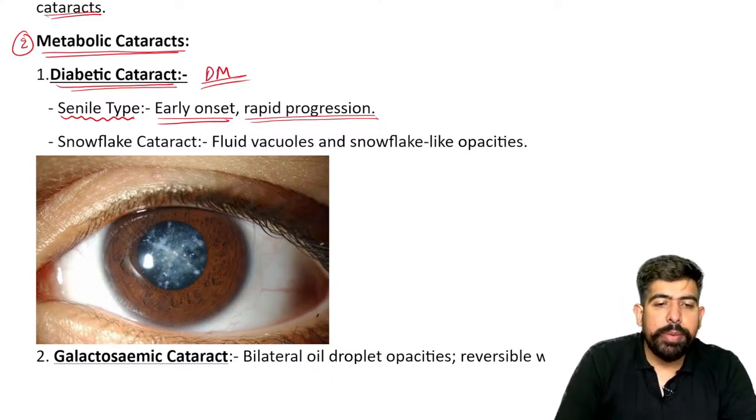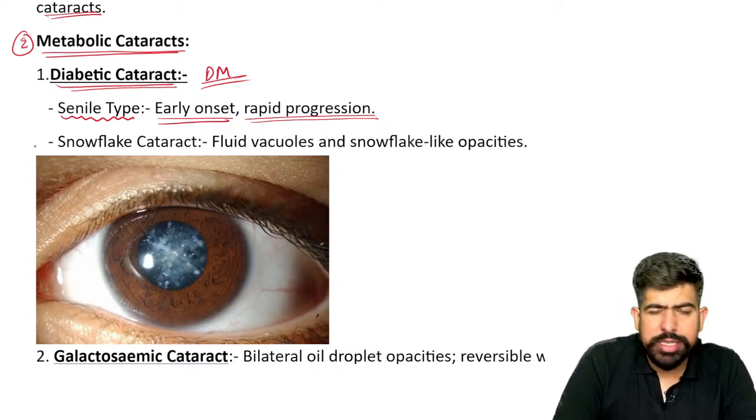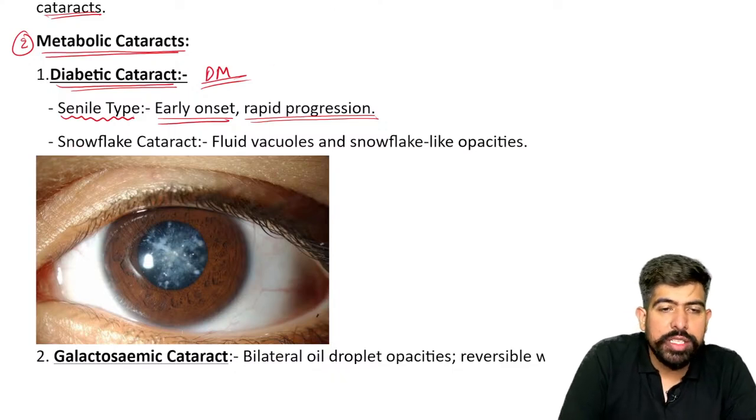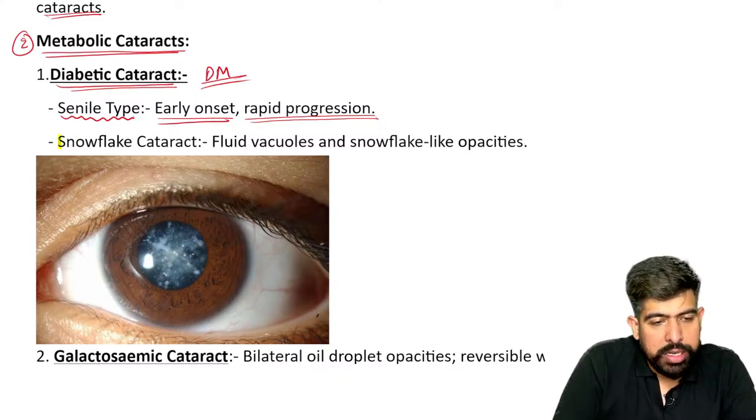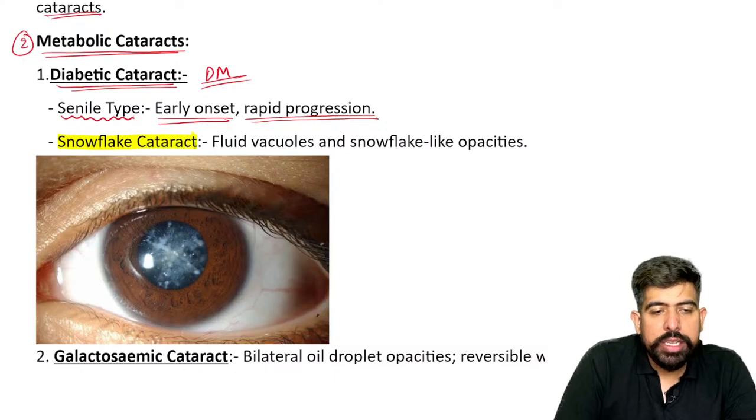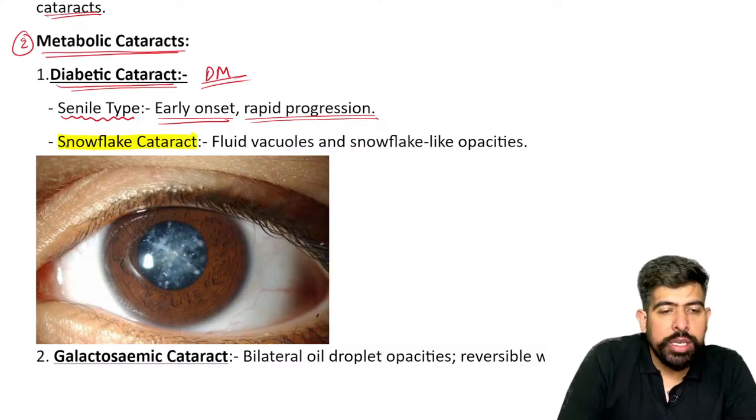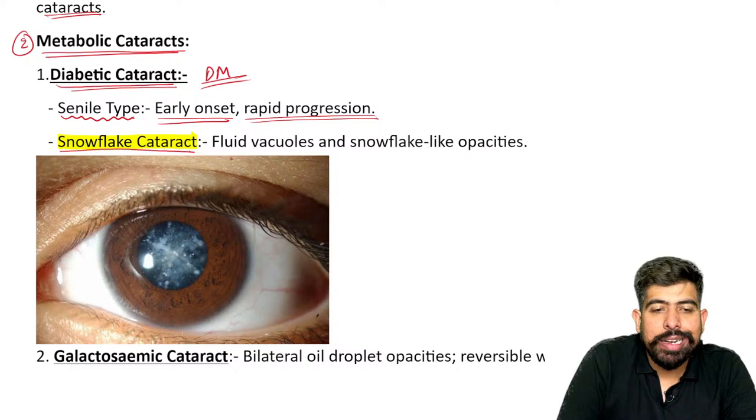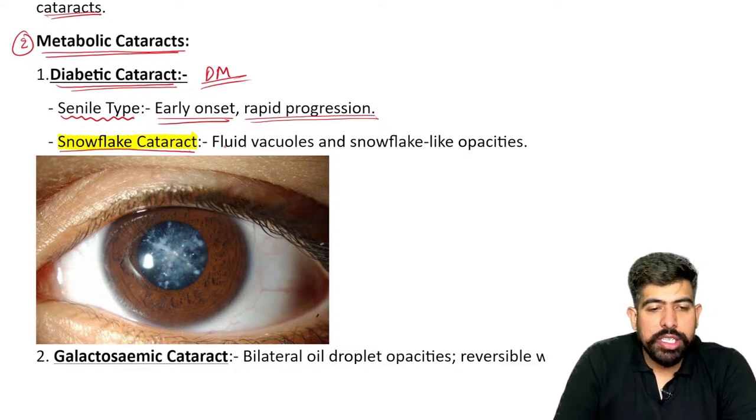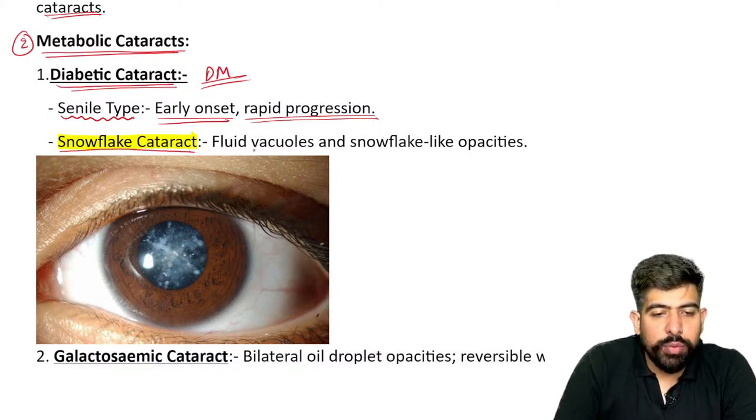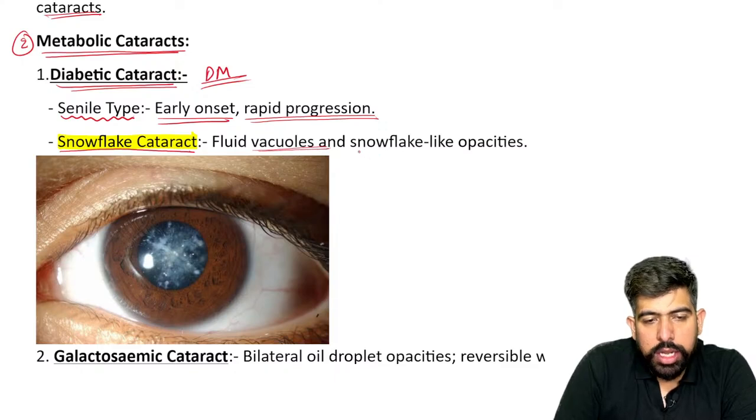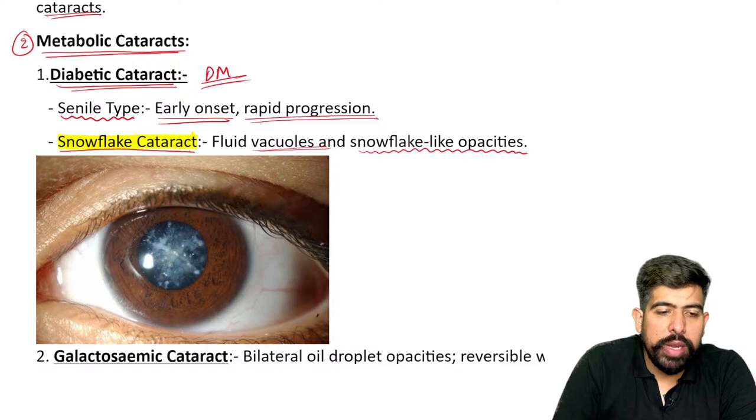Also, the second type, besides the senile type we talked about, is the famous one, known as snowflake cataract. What is the name of it? Snowflake cataract. And please remember, this snowflake is the fluid vacuoles which are seen like snowflakes.